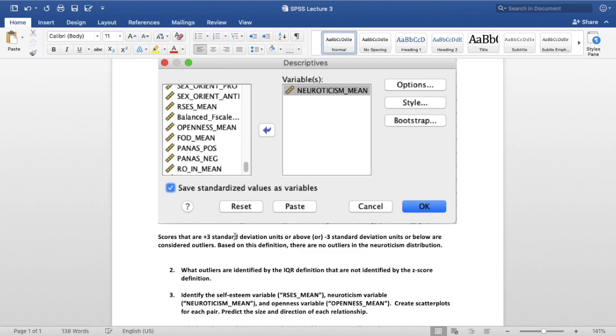Okay, so something like this will suffice. Scores that are +3 standard deviation units or above, or -3 standard deviation units or below, are considered outliers. Based on this definition, there are no outliers in the neuroticism distribution.